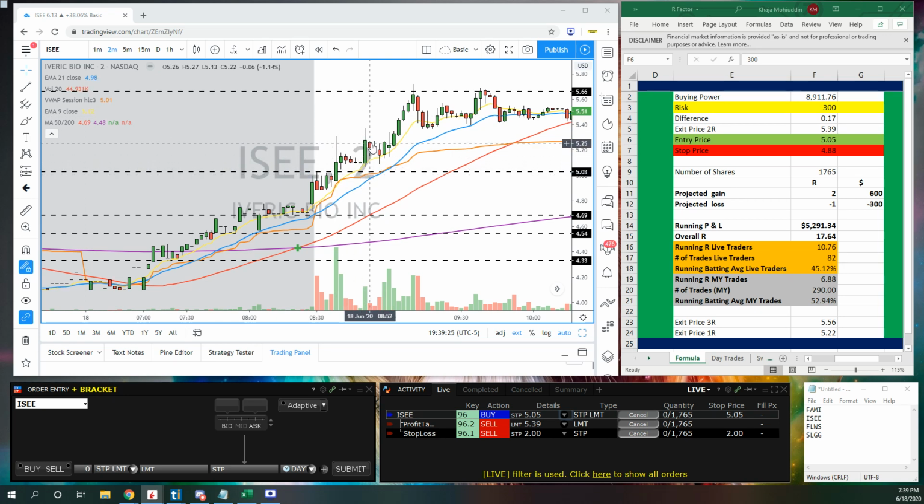We would enter, and then in this trade, we didn't manage it correctly because we saw this was coming down, and we got out somewhere here while we should have waited for our full target.